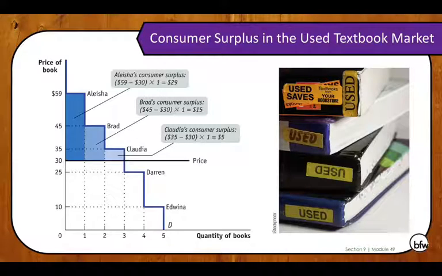And so we take the area of each of those triangles and we sum them together, and that is the total consumer surplus that they would enjoy. 29 plus 15 plus 5. So that would be a total consumer surplus of $59.